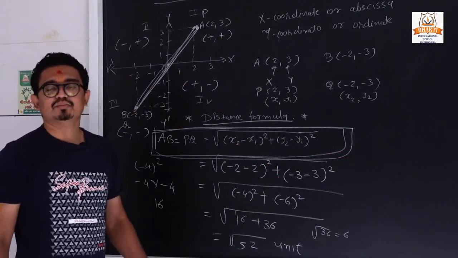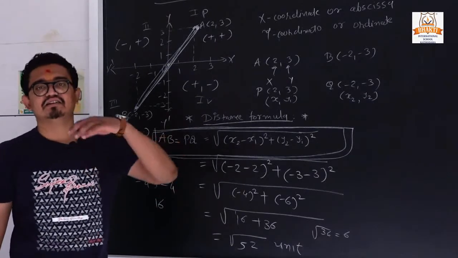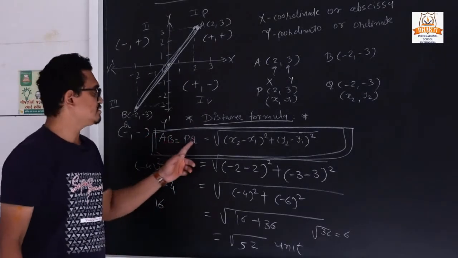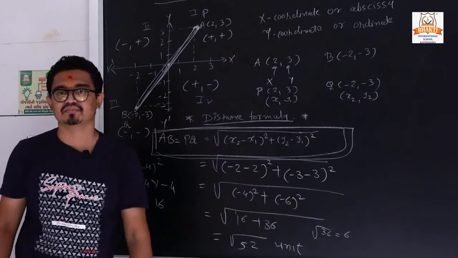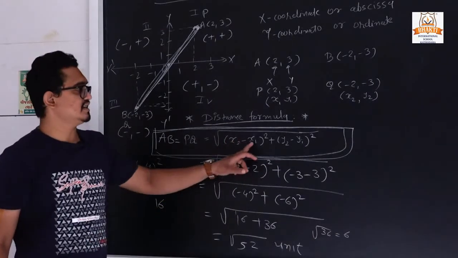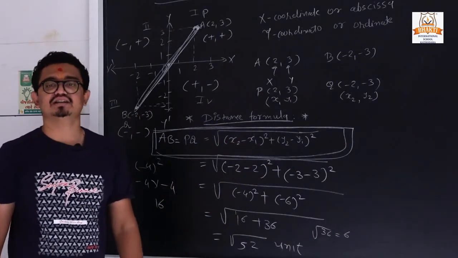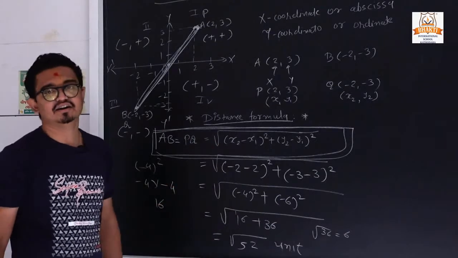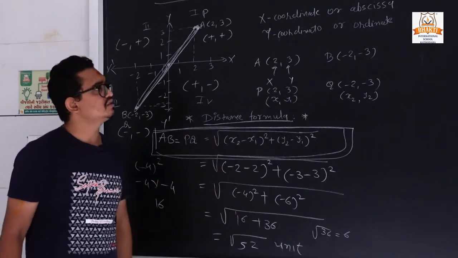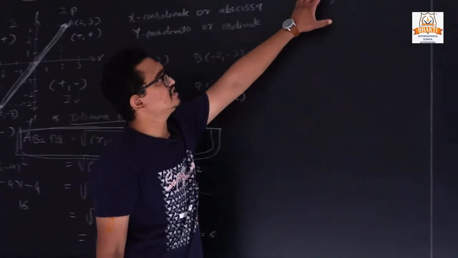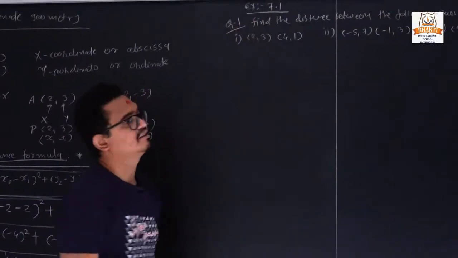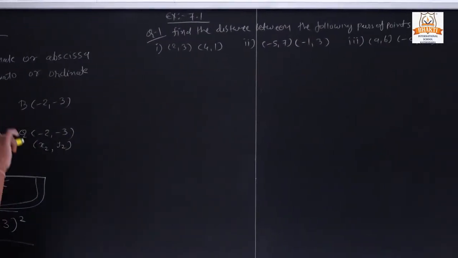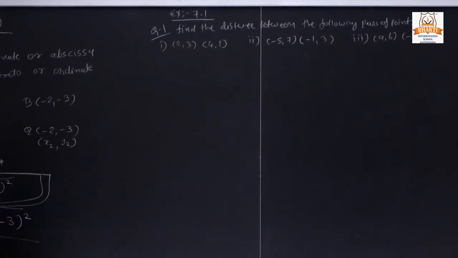Clear? Because our exercise number 7.1 is totally based on this distance formula, the square root of (x2 minus x1) all square plus (y2 minus y1) all square. Clear? So now we are going to start our exercise number 7.1, question 1. Find the distance between the following pair of points.